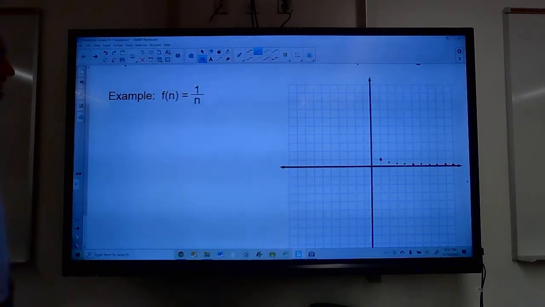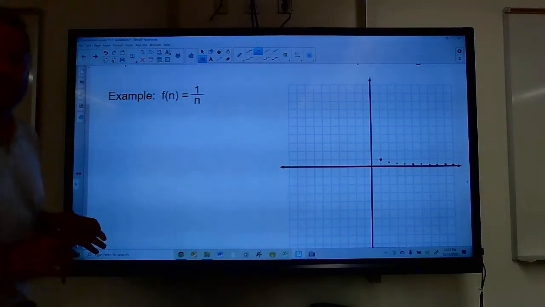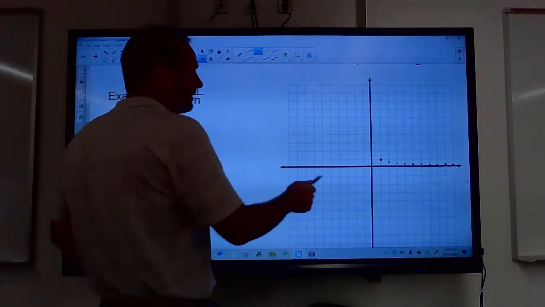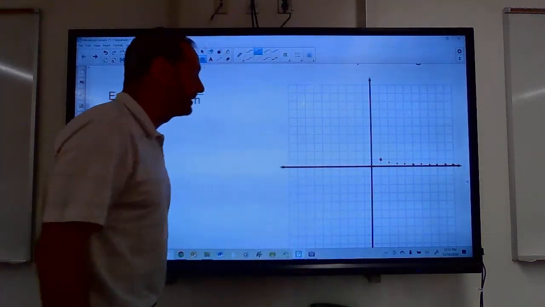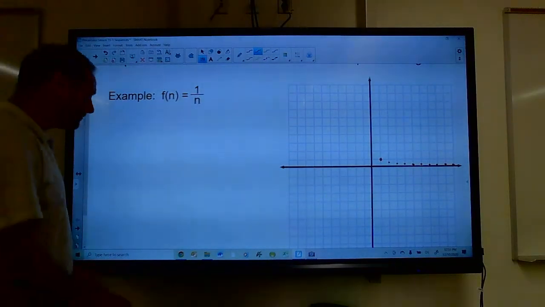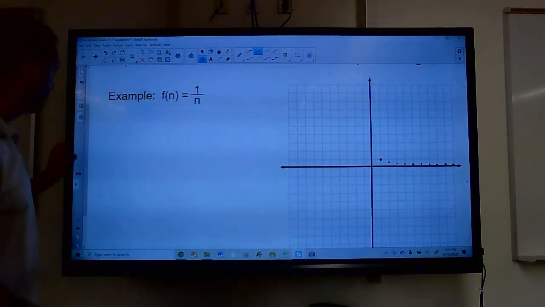Now, these are not continuous functions. I can't go any further. I can't do 1 divided by 0 because that's infinity. It's undefined. It doesn't work. So that's as much as I can graph on that.